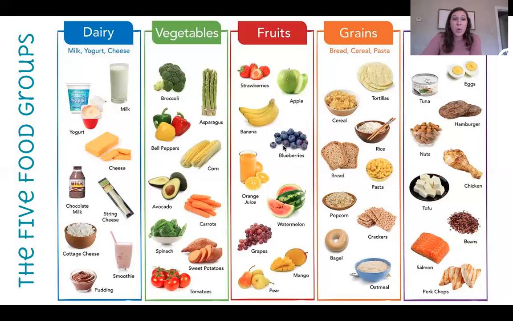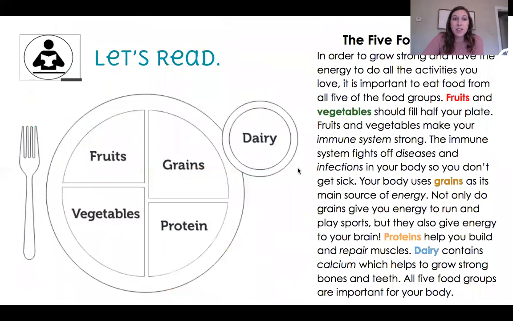Cool. Okay, we are going to read together. You can read out loud with me, or you can just listen. The 5 food groups. In order to grow strong and have the energy to do all the activities you love, it is important to eat food from all 5 of the food groups.